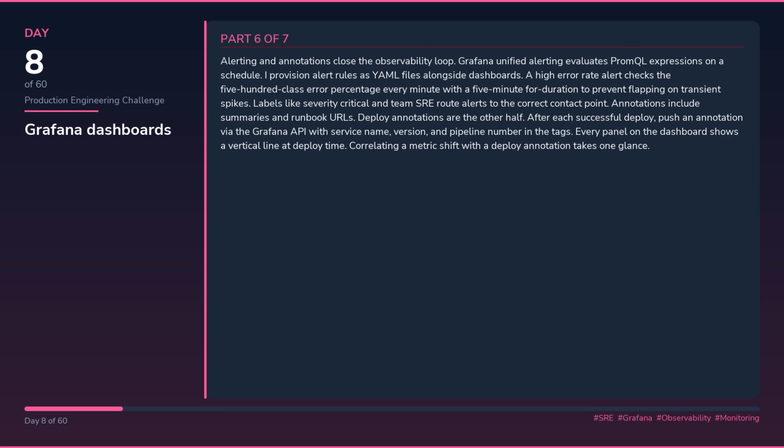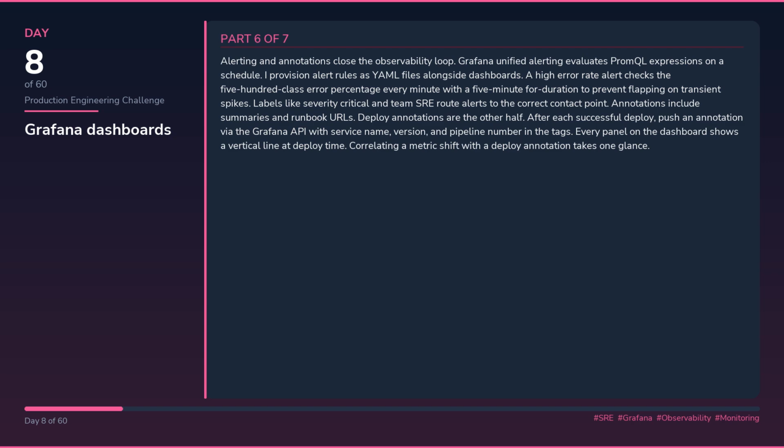Alerting and annotations close the observability loop. Grafana Unified Alerting evaluates PromQL expressions on a schedule. I provision alert rules as YAML files alongside dashboards. A high error rate alert checks the 500 class error percentage every minute with a 5-minute for duration to prevent flapping on transient spikes. Labels like severity critical and team SRE route alerts to the correct contact point. Annotations include summaries and runbook URLs.